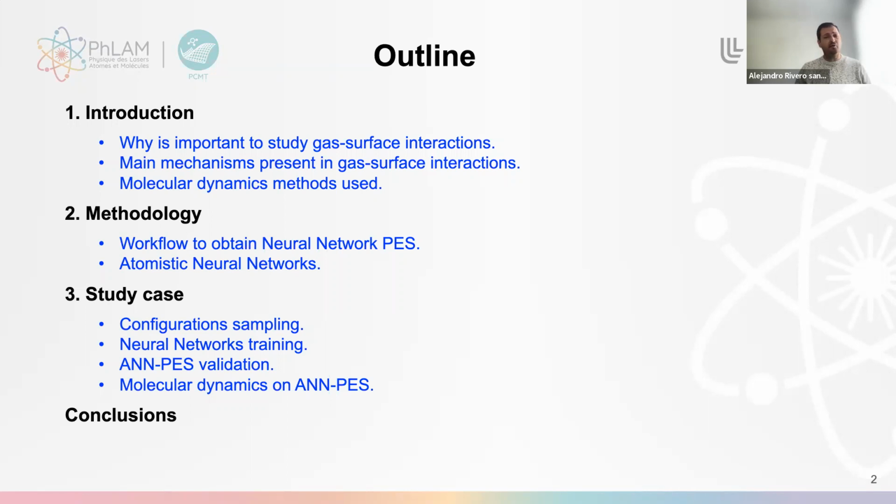In the second part of my talk, I will present the workflow to obtain the neural network PES, and some fundamentals about the atomistic neural network. In the third part, I will speak about the study case, the scattering of O2 molecules from graphite, and how to prepare a neural network PES. So I will present the configuration sampling, the neural network training, the neural network PES validation, and I will show some results about the molecular dynamics using this neural network PES. I will finish, of course, with the conclusion of this work.